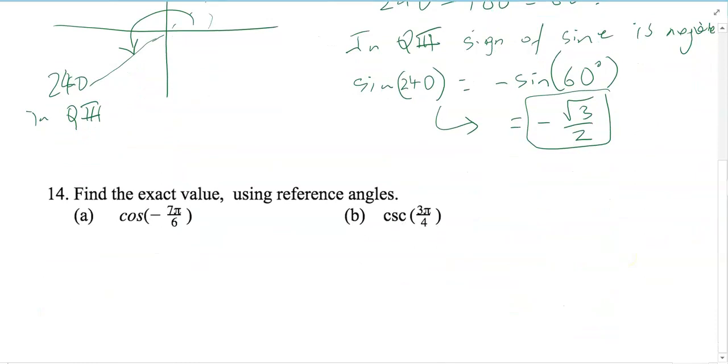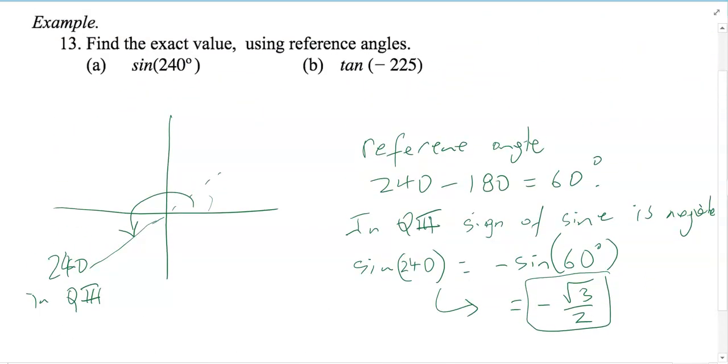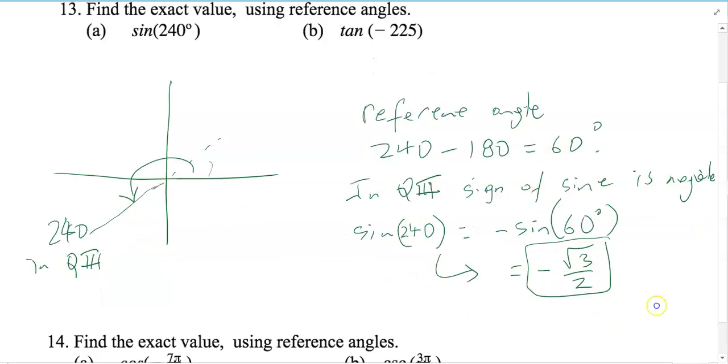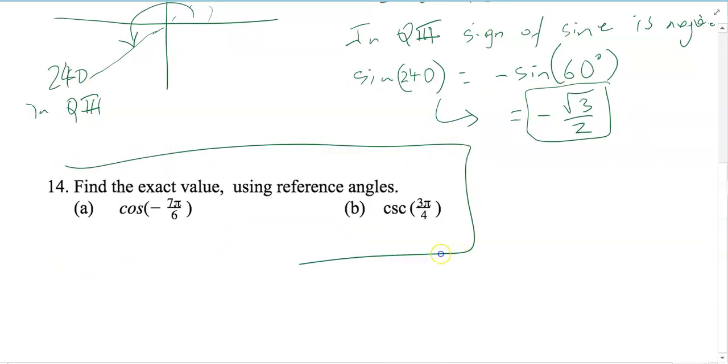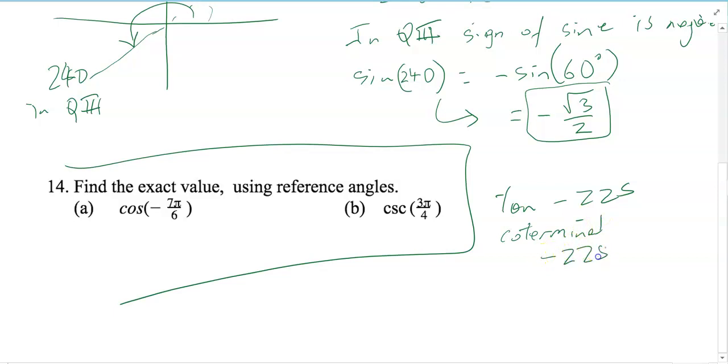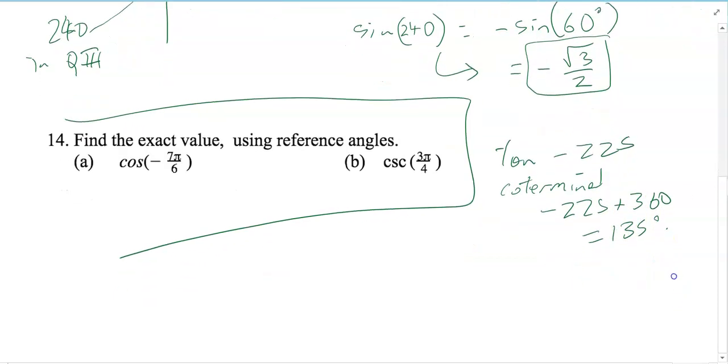Right? Let's do the tan of negative 225. So let's do that down here. I want to find the quadrant that 225 is in, but let's just do the coterminal. So that's negative 225. Let's just go through the algebra here. Plus 360, and that will give you 135 degrees. Right? 135 degrees, we're in quadrant 2 there.